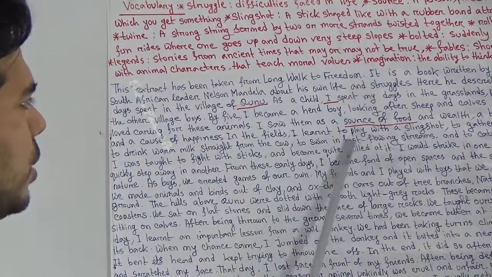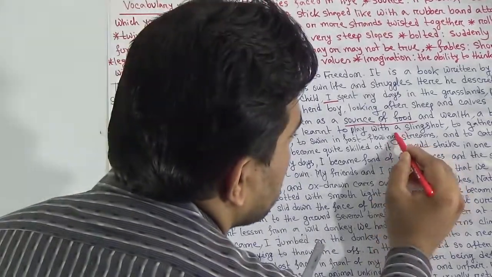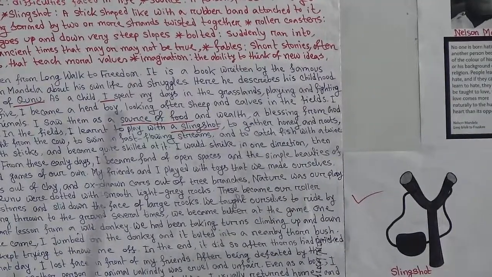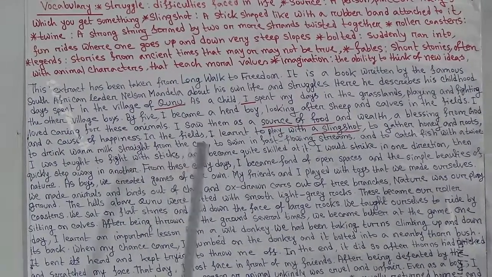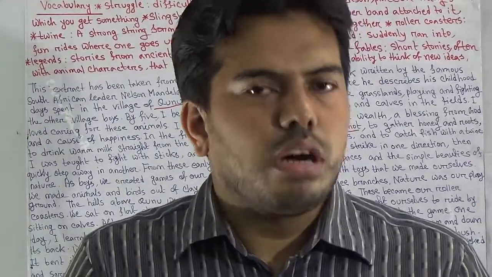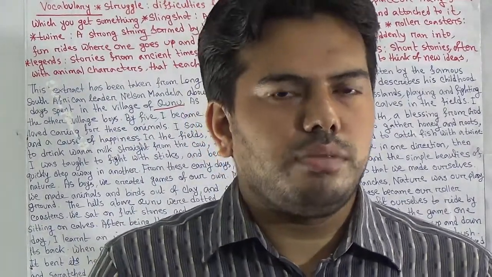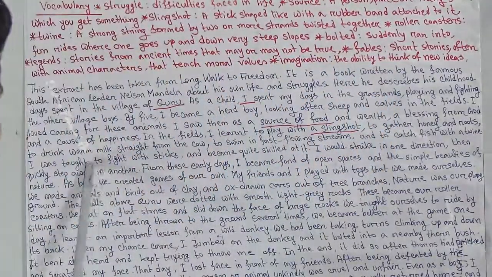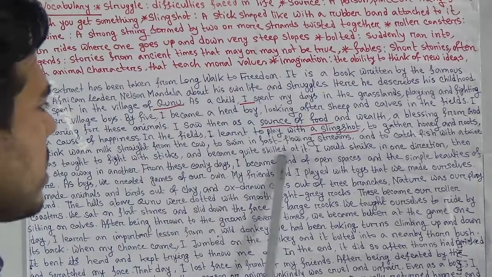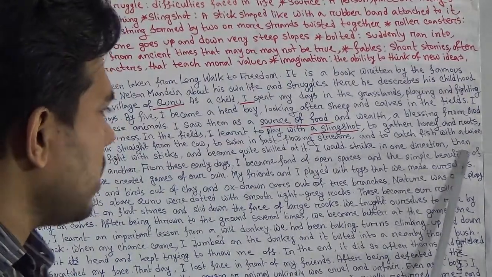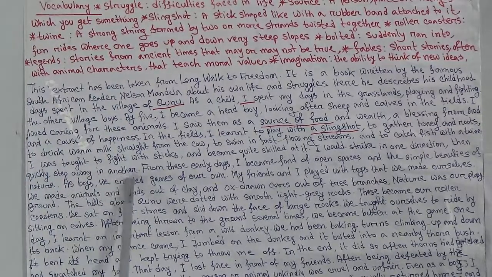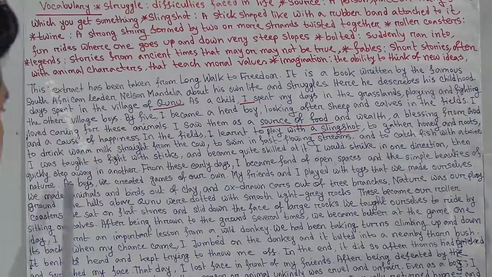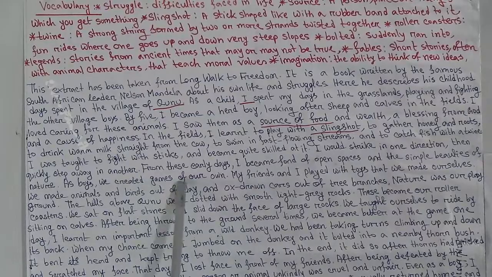In the fields, I learned to play with a slingshot. You have already seen the picture of a slingshot. This is a slingshot. To gather honey and roots. To drink warm milk straight from the cow. Have you ever practiced this? Yes, I personally once drank this warm milk from a cow, and became quite skilled at it. I would strike in one direction, then quickly step away in another. From these early days, I became fond of open spaces and the simple beauties of nature. As boys, we created games of our own.